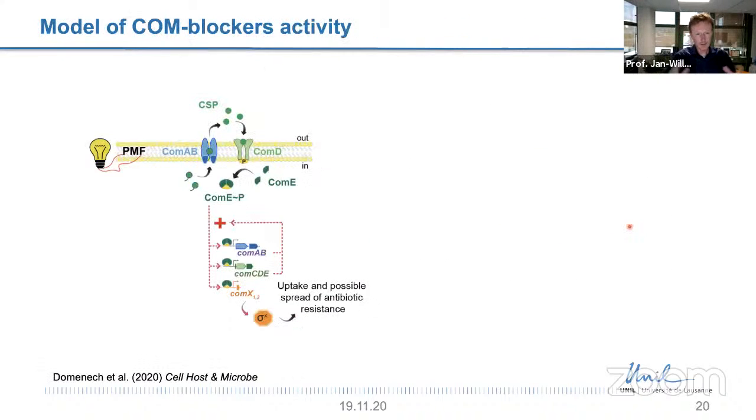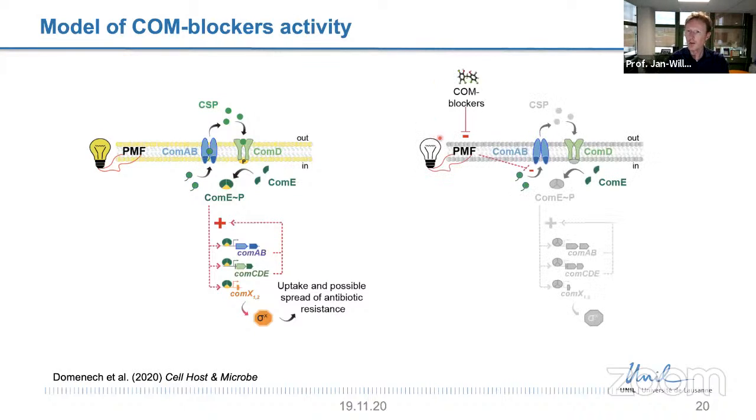So to wrap up a bit, I'm not going into too much detail, but what we found in this study published this year is that competence development is very sensitive to the proton motive force. This is because the export of the CSP, the competence stimulating peptide, is very sensitive to even the mildest perturbation of proton motive force. If you have a COM blocker that at sub-MIC concentrations already perturbs the proton motive force, you have less production and export of CSP, and thereby this positive feedback loop never kicks in, sigma X is never produced, and they never make the proteins required for DNA uptake. So that's the story in a nutshell.